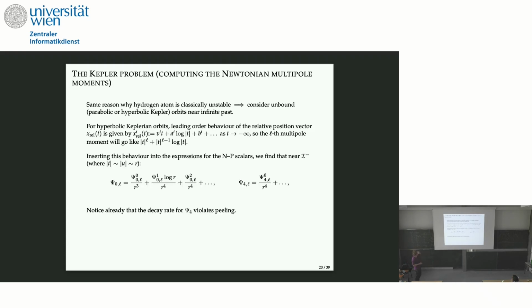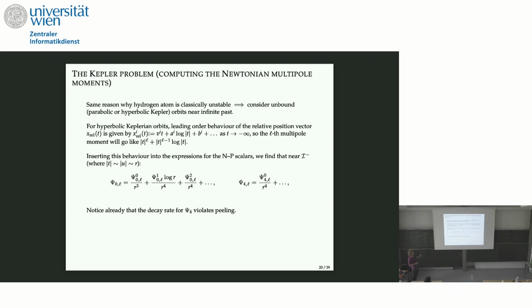Recall perhaps for psi naught, I said this is like I of u over r to the 5. And I of u at L equals 2 will go like t squared. And t, or u, is like r near past infinity. Long story short, psi naught will go like 1 over r cubed. The next term will come from this logarithmic term and will be log r over r to the 4. Then there will be a 1 over r to the 4 term. And you get a very similar thing for psi4.